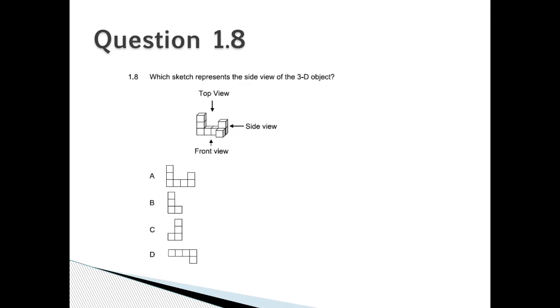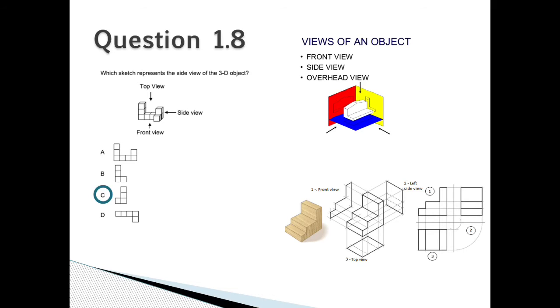Question 1.8. Which sketch represents the side view of the 3D object? You can see the top view, the side view, and the front view. Is it A, B, C, or D? The correct view is C.